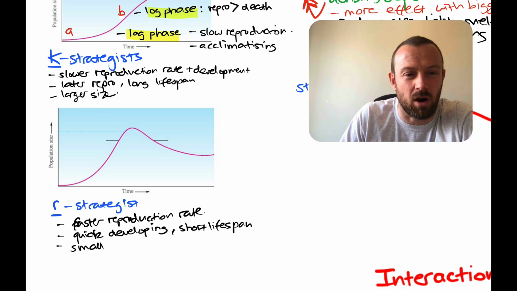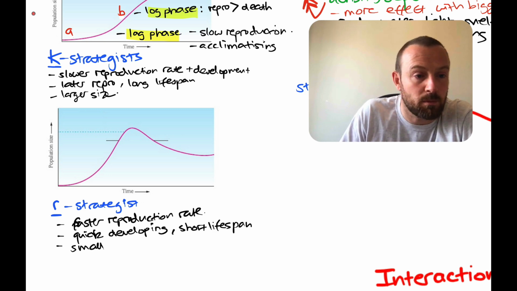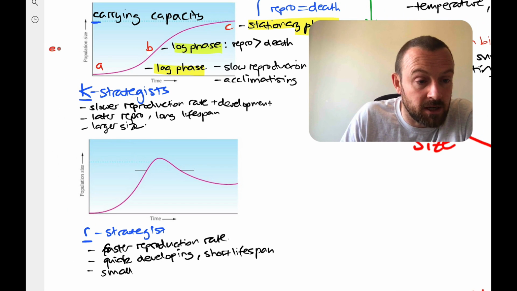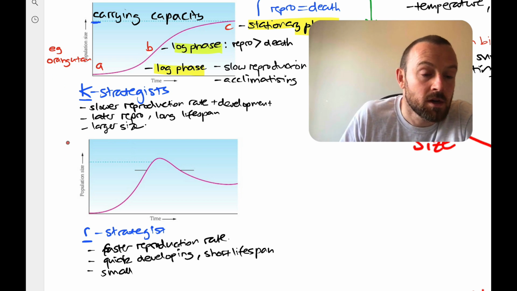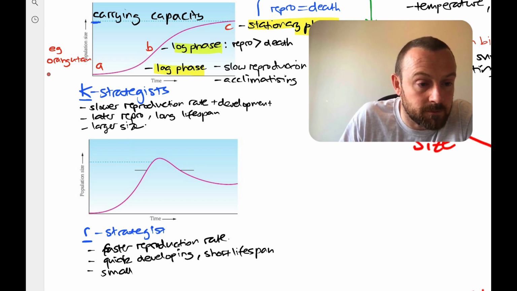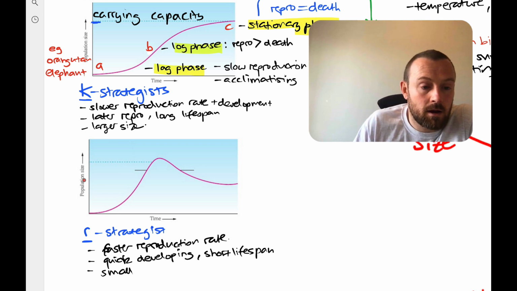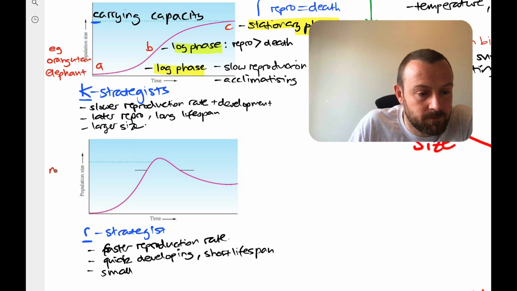Okay, so let's put some examples actually to the sides of these. I'll just put them up here. E.g., orangutan. Did you know that orangutan in Indonesia means old man of the forest? By the way, orangutan, elephant, and down here are R strategists. Things like mice. Insects.